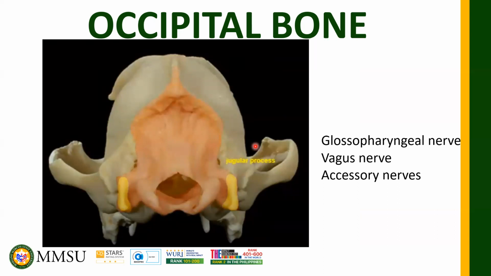No? And then in terms of the cranial nerves natin, in addition to the internal jugular vein, usually etong jugular foramen, it usually also provides passage, no, for several cranial nerves. So including si glossopharyngeal nerve, si vagus nerve, at saka si accessory nerve.